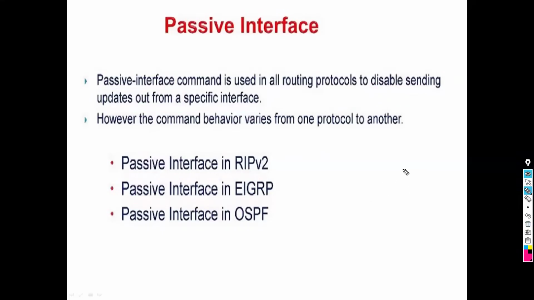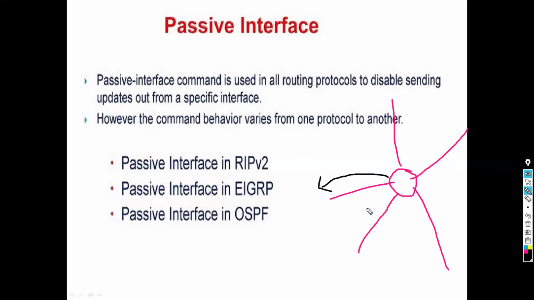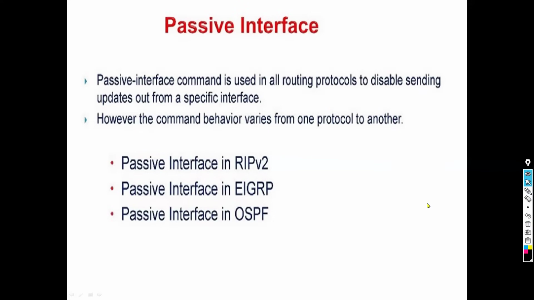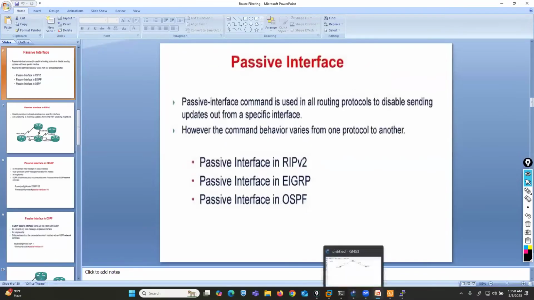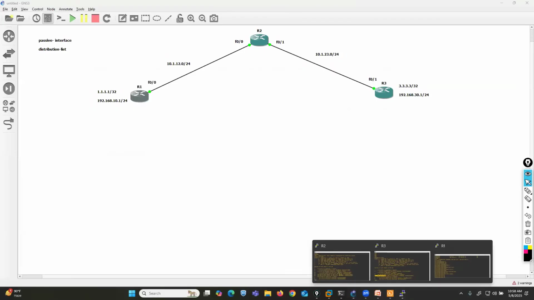For example, you have a router with multiple interfaces connected, and you don't want to send updates via a particular interface. Then yes, you can go with passive interface. The passive interface command behavior is different in each routing protocol. For example, in this design, we are using the RIP protocol.